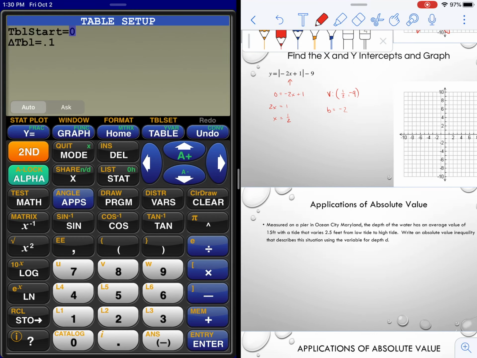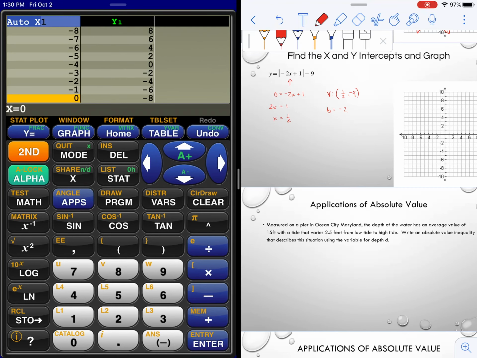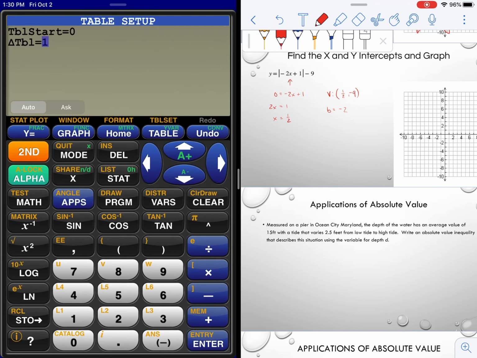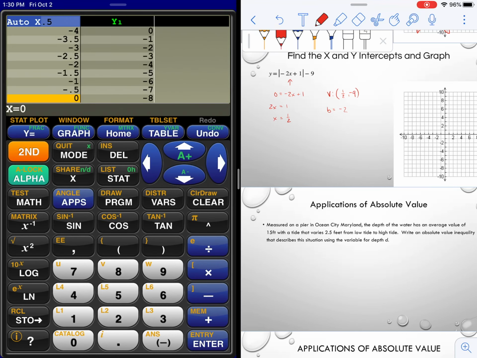Let's change my table set. I want it to go by ones. Actually, for this, I think I wanted to go by 0.5. So now, here we go. All right, we're good now.